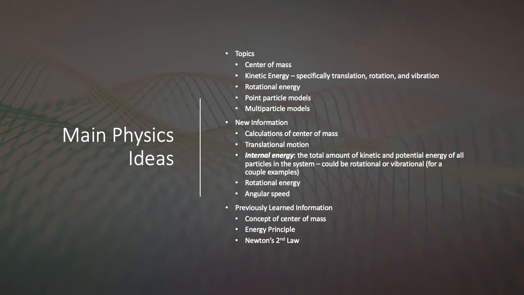New information for me was how to calculate the center of mass, what exactly the definition of translational motion was, and internal energy, which is the total amount of kinetic and potential energy of all particles in the system. So, rotational and vibration are an example of that. Rotational energy and angular speed. Previously learned information for me was the concept of the center of mass, the energy principle, and Newton's second law.